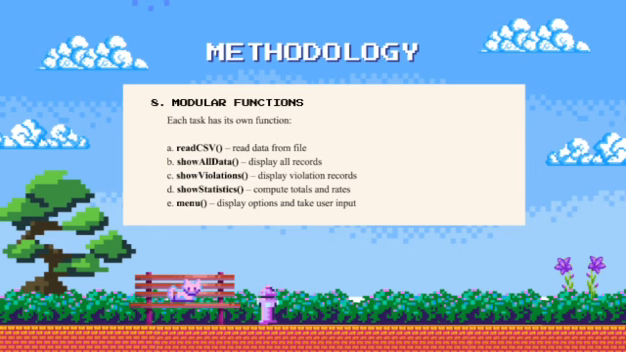Furthermore, we have modular functions. Each task in the program is implemented using a separate function. For example, readCSV is used to read data, showAllData displays records, showViolations displays violations, and showStatistics calculates the analysis. This modular design makes the program easier to read, test, and maintain.